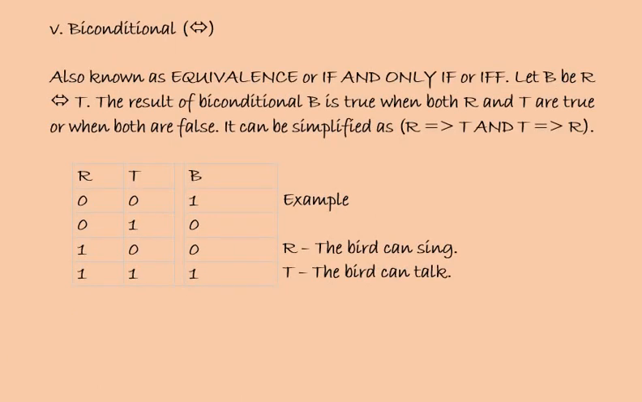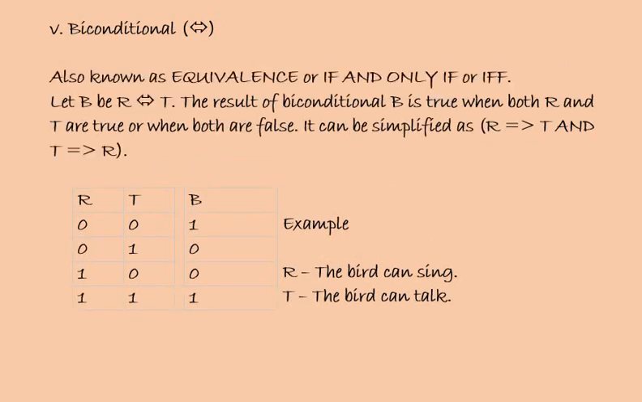And the next is biconditional. It is also known as equivalence or as if and only if, or it is also written as IFF. Now let B be R biconditional T. Now I can call it like that.